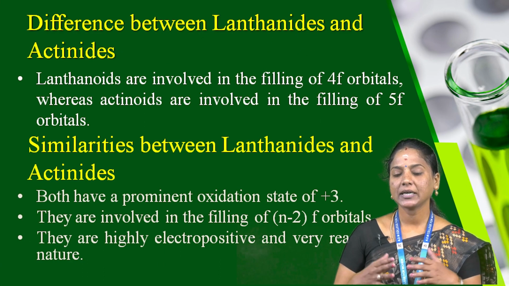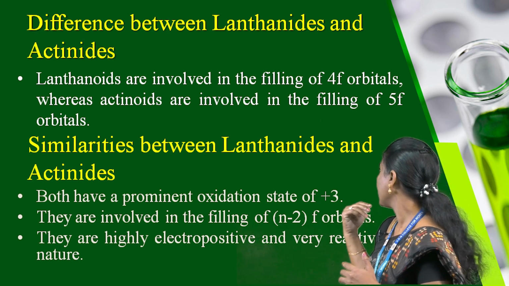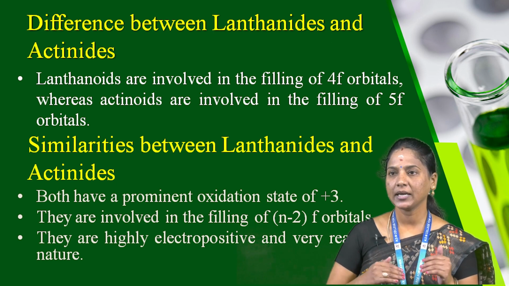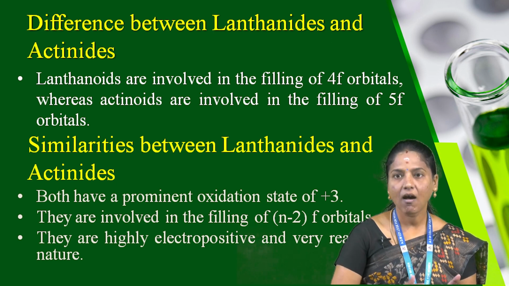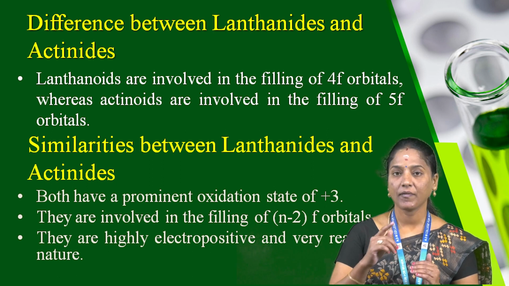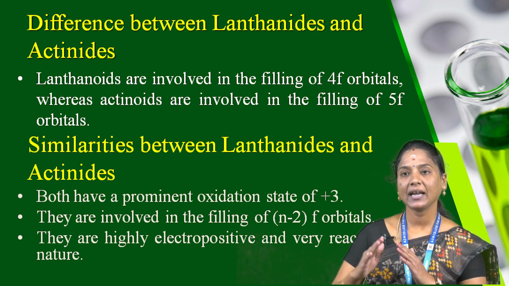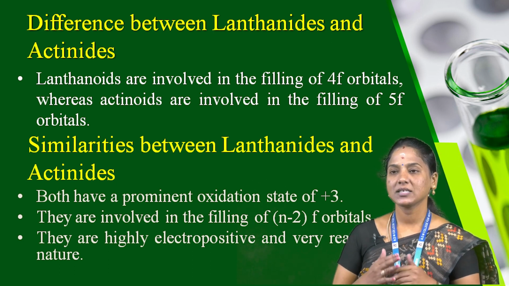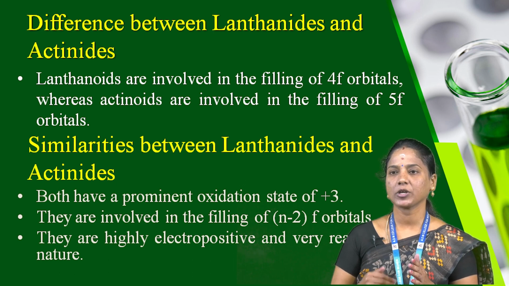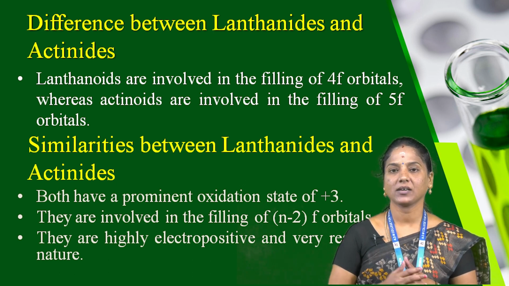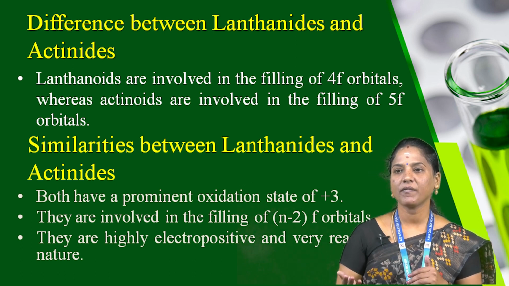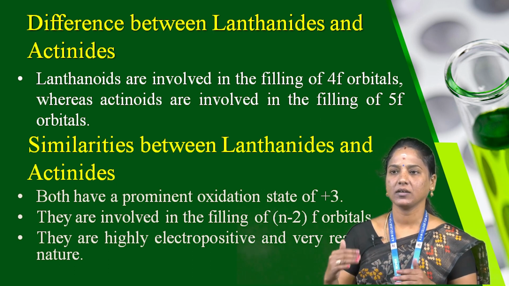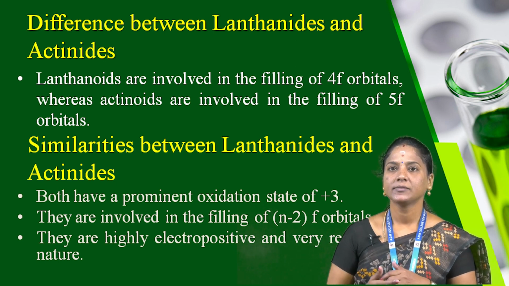Next one, very important one, the difference between lanthanides and actinides. The lanthanides are involved in the filling of 4f orbitals, whereas actinides are involved in the filling of 5f orbitals. The binding energy of 4f electrons is comparatively higher than that of 5f electrons. The shielding effect of 5f electrons is less effective as compared to that of 4f electrons. The paramagnetic properties of lanthanides can be easily explained, but this explanation is difficult in the case of actinides.